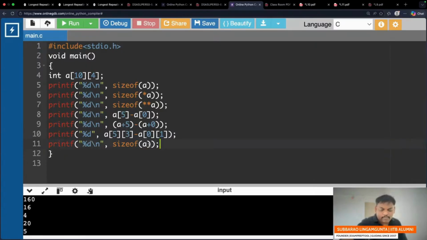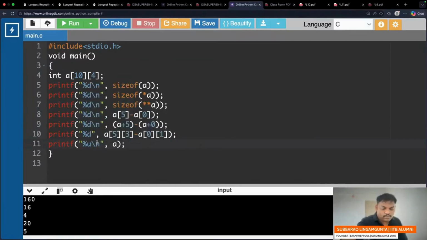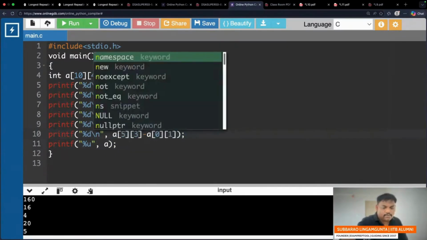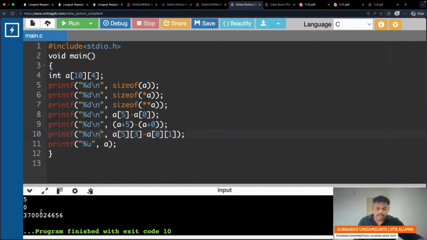So let me take this. I want to see the base address also, so percentage u, because it is the last one, not required, but needed. Let's see. Now see this one. The last one is the base address. Some random address will be selected.